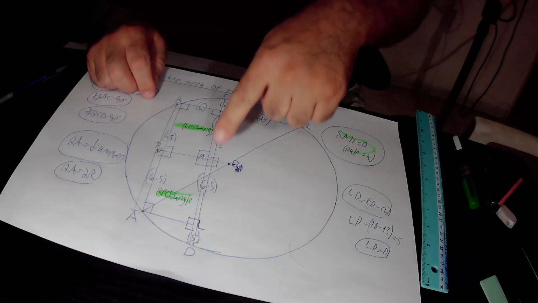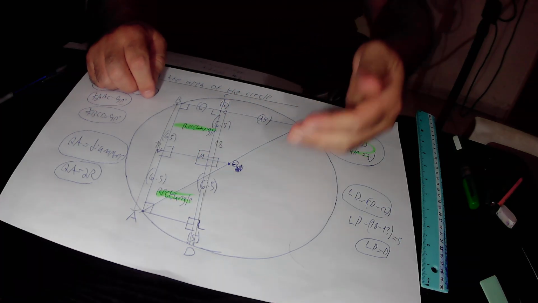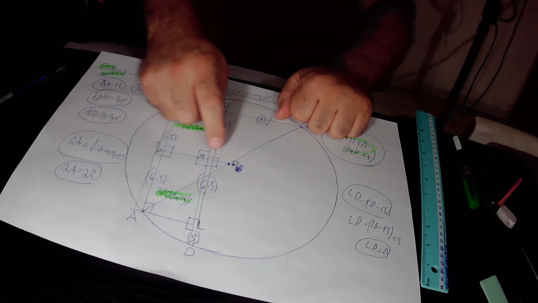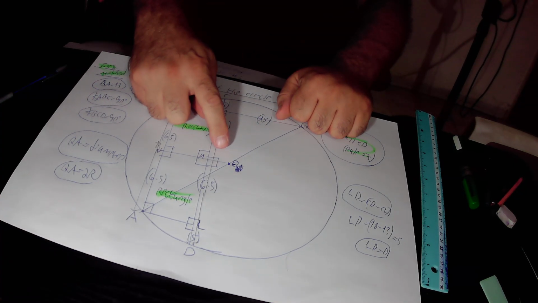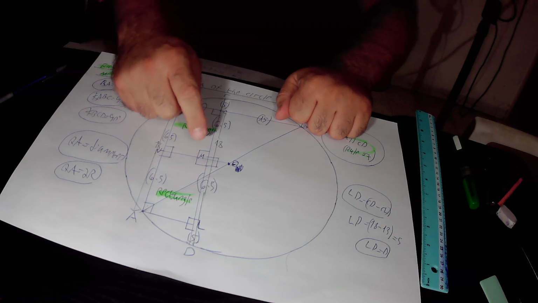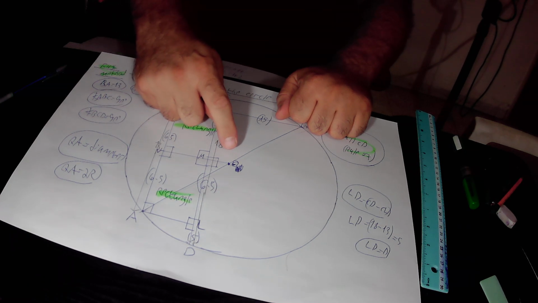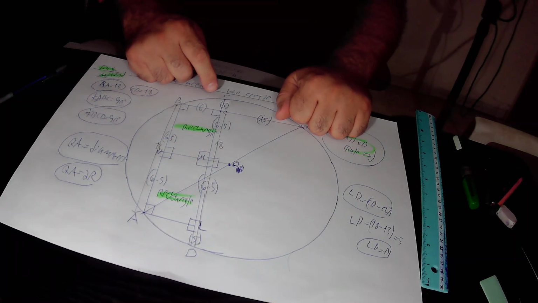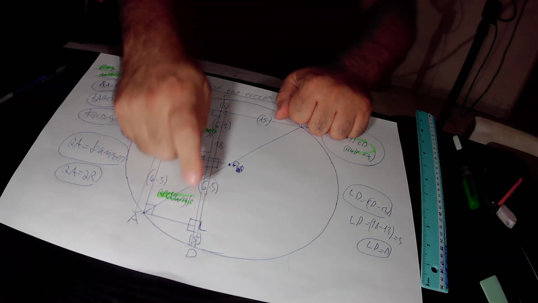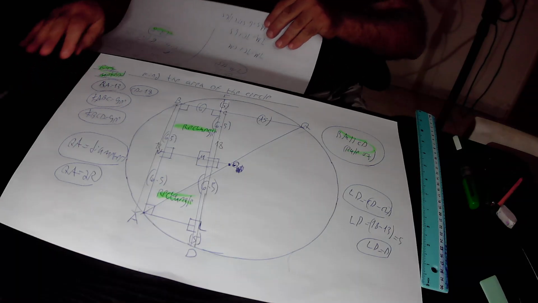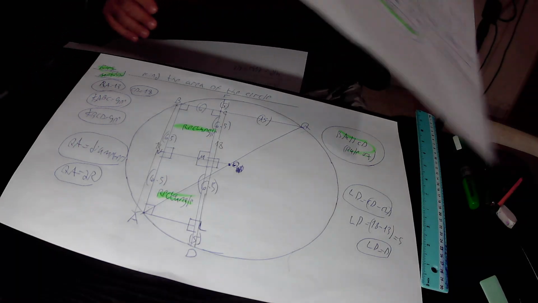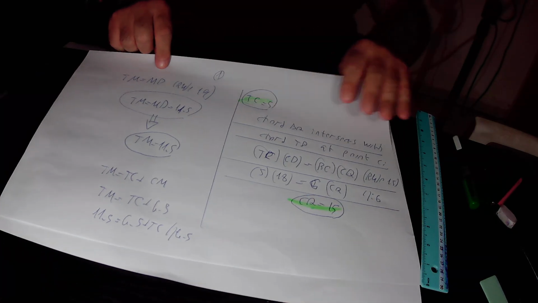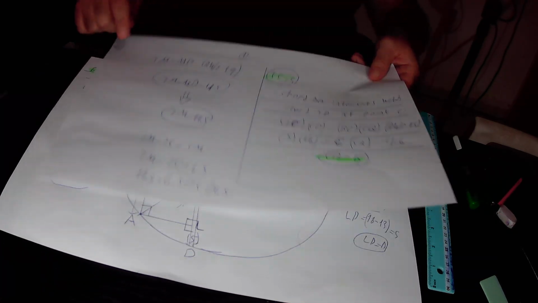This is chord TD, so here we can implement rule 19. According to rule 19, the perpendicular OM from the center of the circle, that is point O, bisects chord TD. That is to say, TM equals MD.